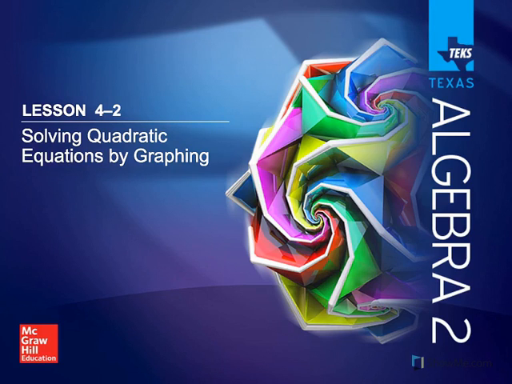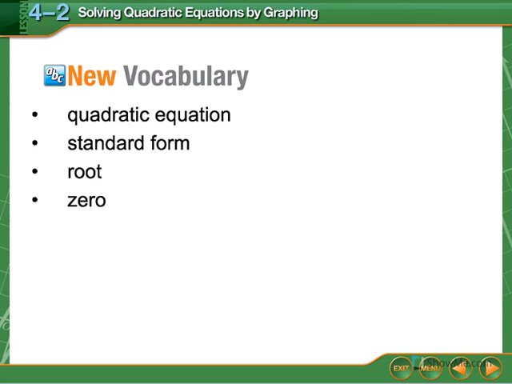Welcome to the tutorial over 4.2 Solving Quadratic Equations by Graphing. Your new vocabulary today is quadratic equation, standard form, root, and zero. Quadratic equations are quadratic functions that are set to equal a value. The standard form for a quadratic equation is in the form of ax squared plus bx plus c equals 0.